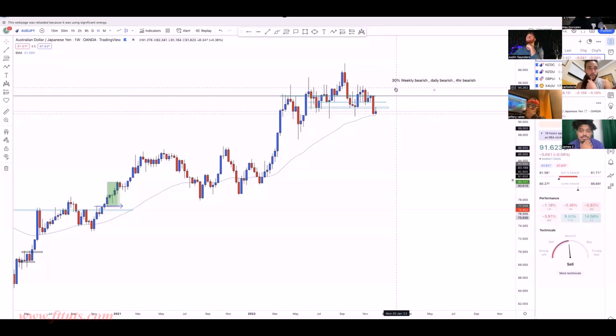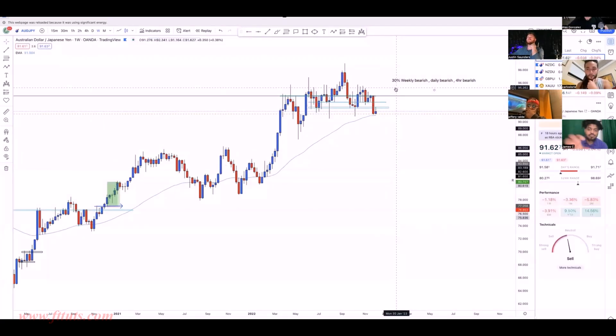So first things first, when you get into the market, what are we doing? Are we bullish? Are we bearish? Are we in the middle? Are we at the high? And you got to understand where we are within every single time frame.